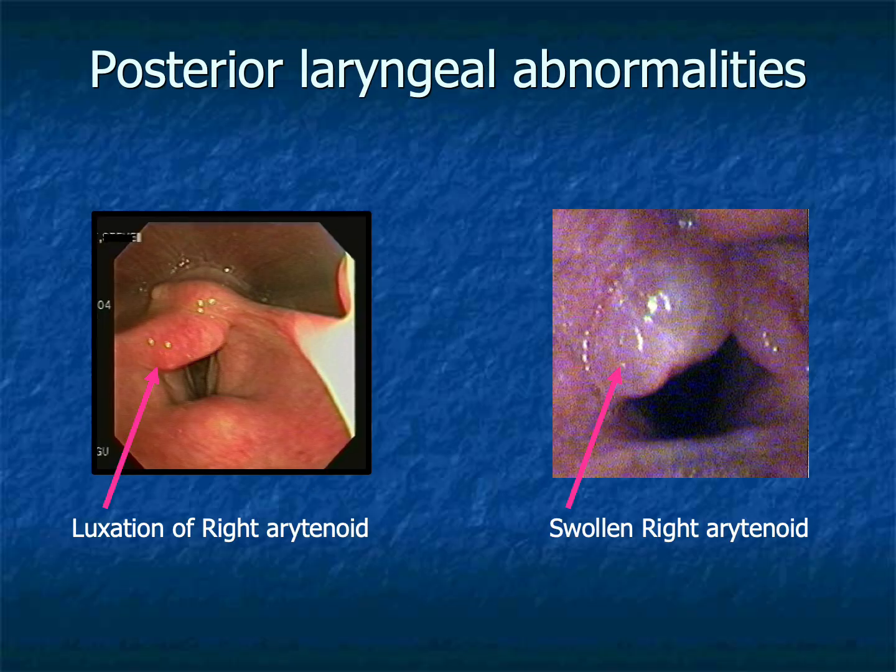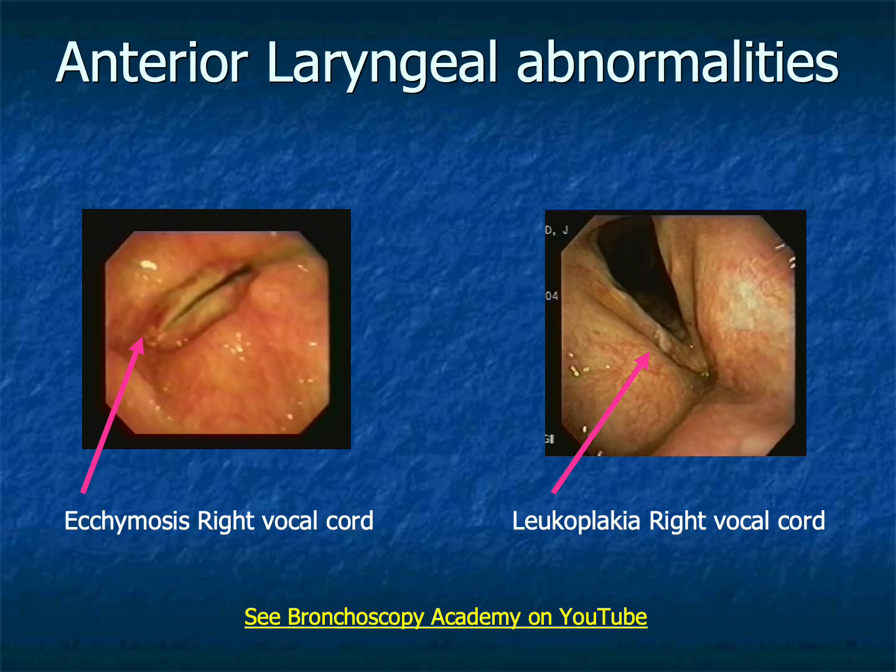These images demonstrate posterior and anterior laryngeal abnormalities, including arytenoid swelling, luxation, ecchymosis, and leukoplakia. Careful orientation is essential during laryngeal examination. The bronchoscopist must learn to recognize subtle asymmetries and disturbances of normal anatomy. Leukoplakia deserves particular attention because it may represent premalignant epithelial changes. The disciplined observer develops pattern recognition over time. Experience gradually transforms what initially appears visually confusing into an organized anatomical map.